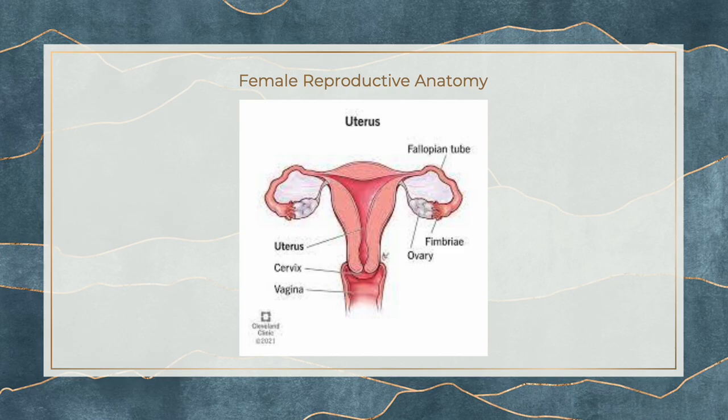If the ovum isn't fertilized by the time that ovulation period is over, that is when the uterine lining will shed, which is more so known as having your period. So that's pretty much the female reproductive anatomy.